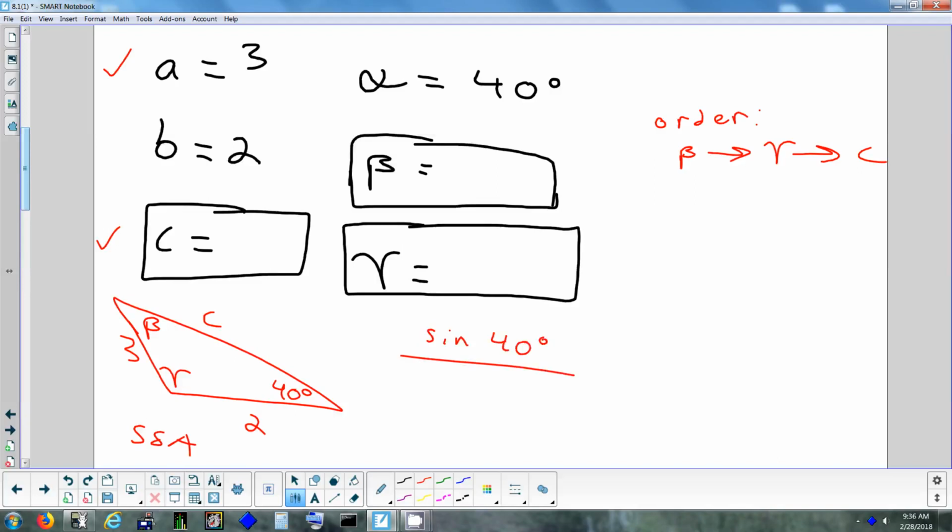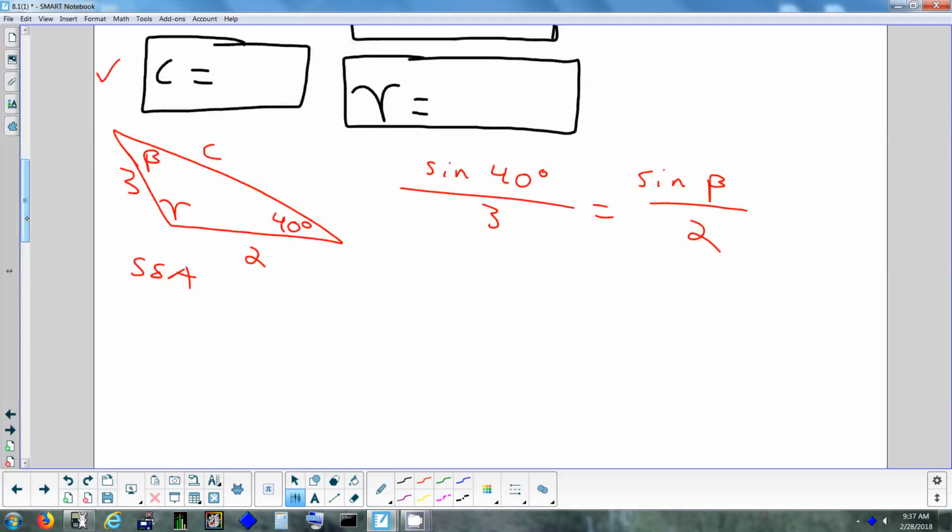So first part, pretty straightforward. Sine of 40 over 3 equals, and there's no option, you've got to find beta, sine beta over 2. All right, so we cross multiply just like always. 2 sine 40 equals 3 sine beta.